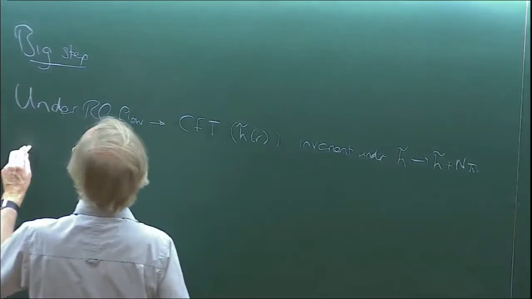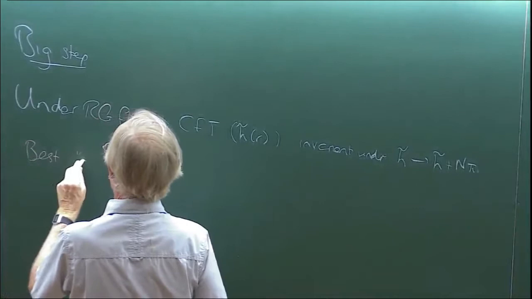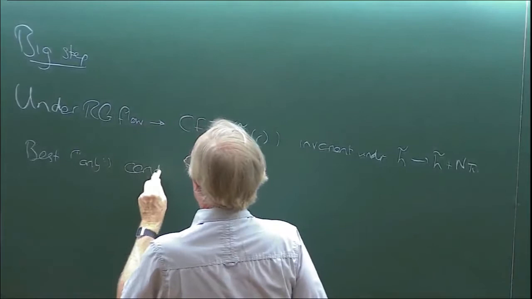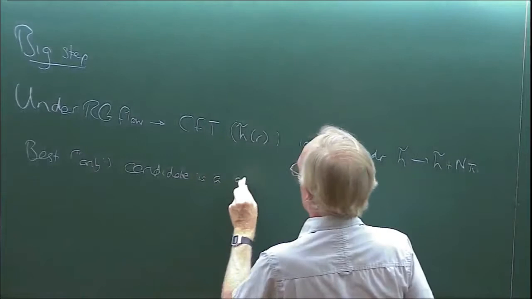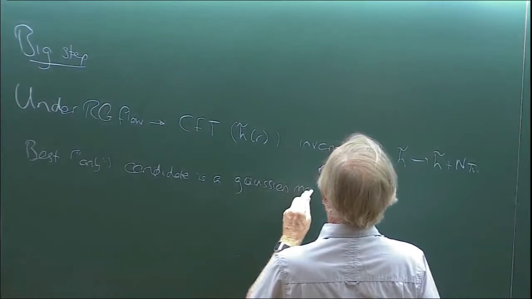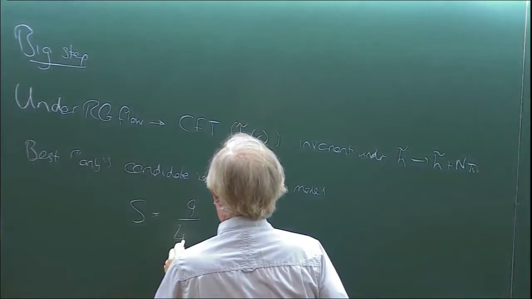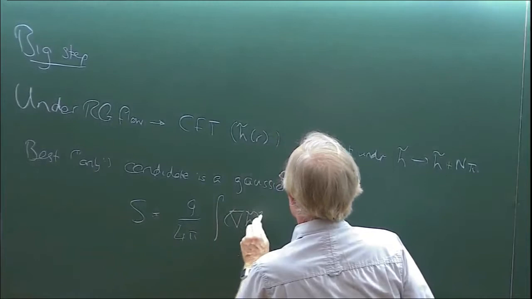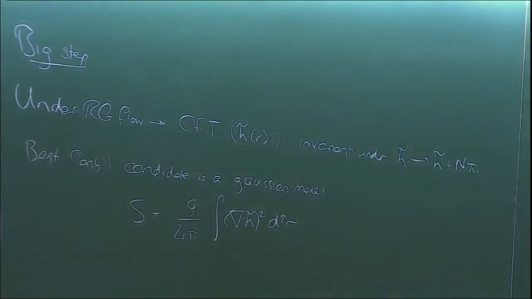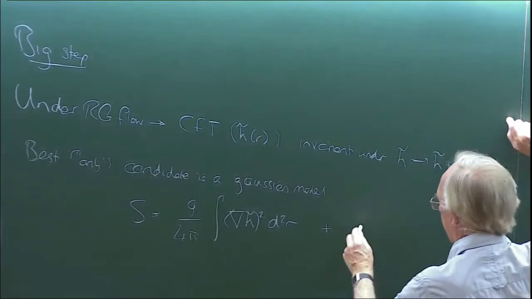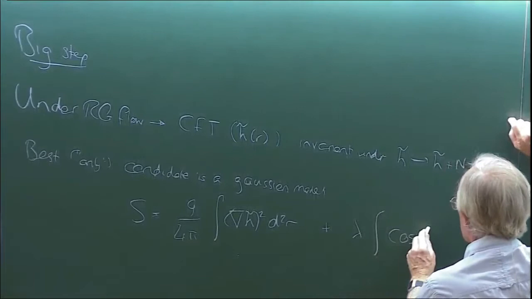So now the claim is that the best, or perhaps the only candidate for this, is a Gaussian model. Well, it's almost a Gaussian model. So the action is going to be the action that we've written down all the time, integral grad H tilde squared d2r. That's the action of a Gaussian model. This is invariant under adding any uniform constant to H tilde. But in fact, H is only invariant under discrete shifts by pi. So I'm going to add to this a term lambda cosine 2 H tilde d2r.